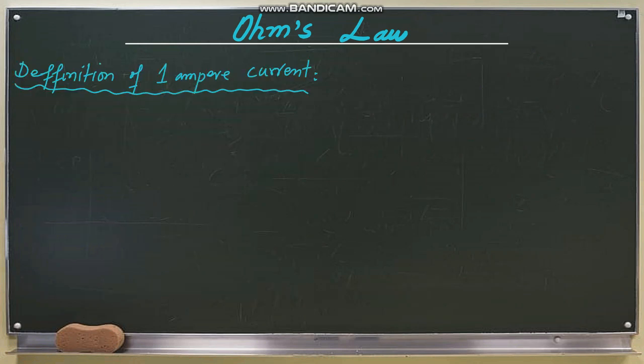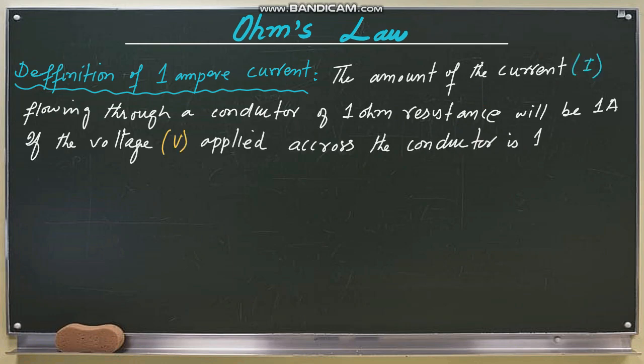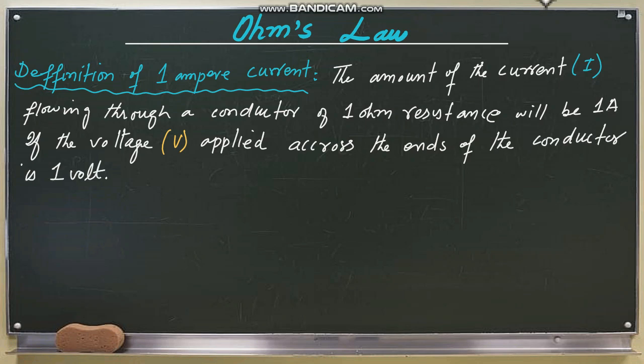Now let us define 1 ampere current. The amount of the current flowing through a conductor of 1 ohm resistance will be 1 ampere if the voltage applied across the ends of the conductor is 1 volt.